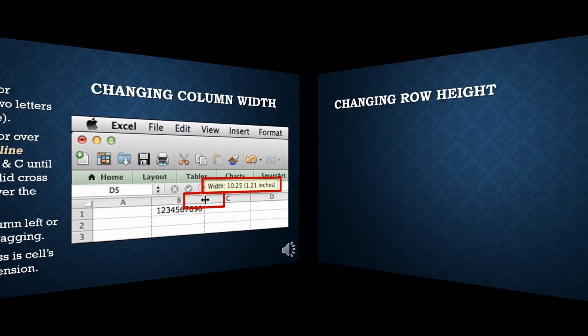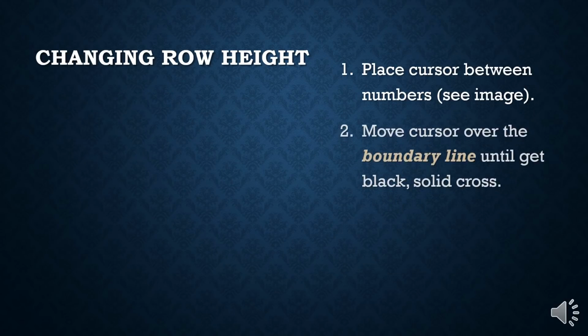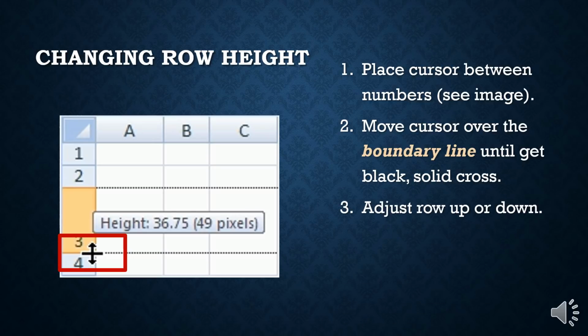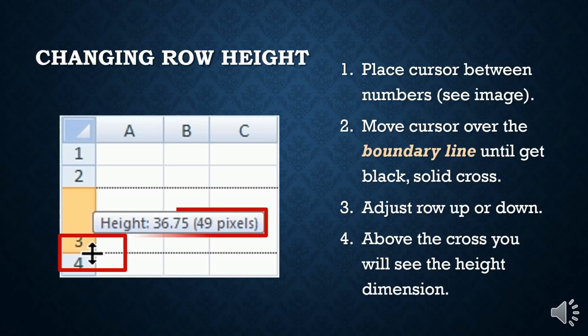Changing the row height. Place your cursor between numbers. In this case, we placed our cursor between row 3 and row 4. We will move the cursor over the boundary line until we get the black solid cross. We will adjust our row up or down by simply moving the boundary line up or down. Above the cross, you are going to see the height's dimension.